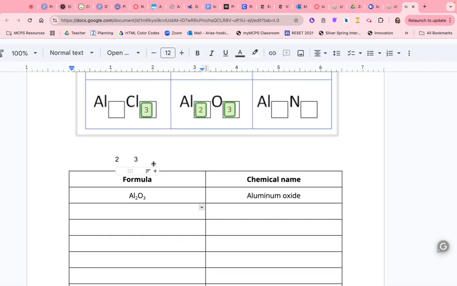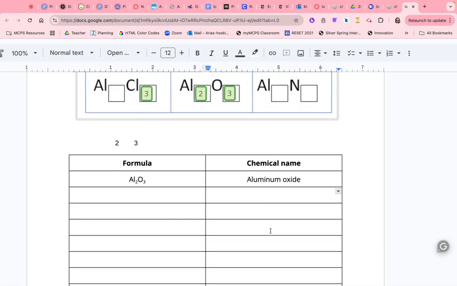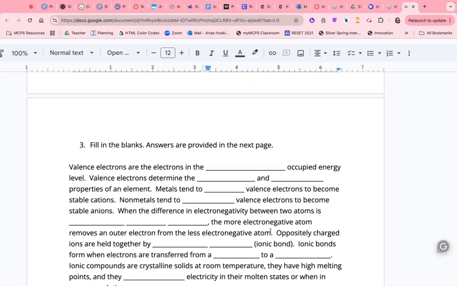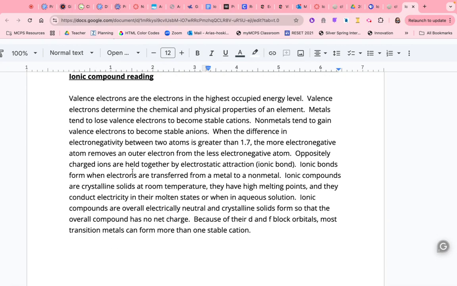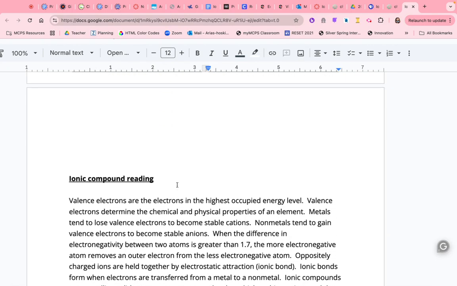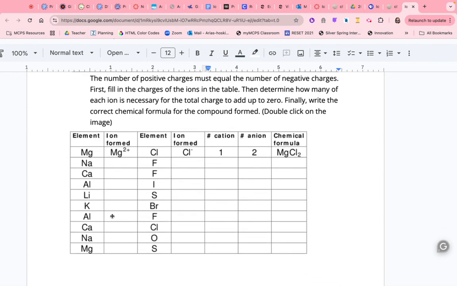After that, for example, this one that I made for you is Al2O3. You're going to write it down in here as a formula, and then you're going to write down the chemical name. So it's aluminum oxide. Remember the -ide. Now the fill in the blanks, all these answers, guys, you're going to find in here. I already printed this out for you. Once you're done with this section, you're going to complete this part.